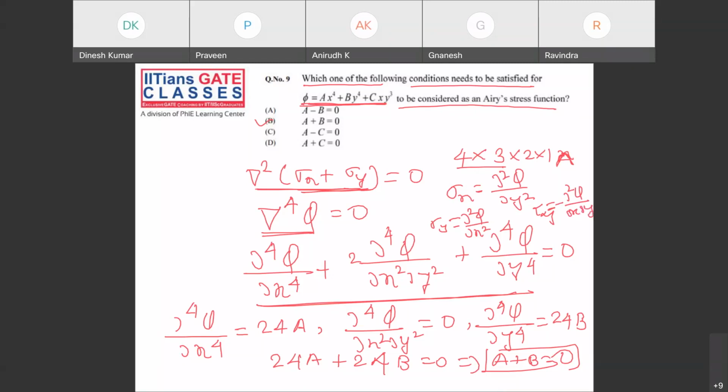Okay, so this is all about question number 9. I have written these because they are used in some other questions when you solve the Airy stress function. Like there are questions where a plate is given and stress is acting on its faces. So we have to use these and solve those questions.